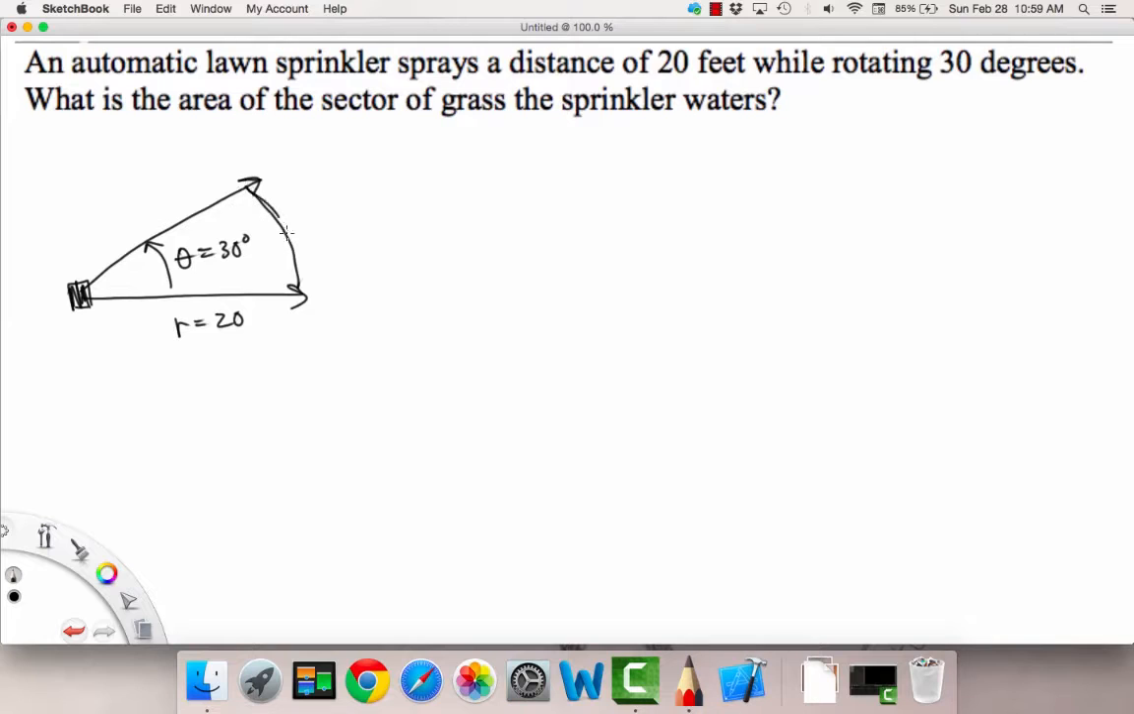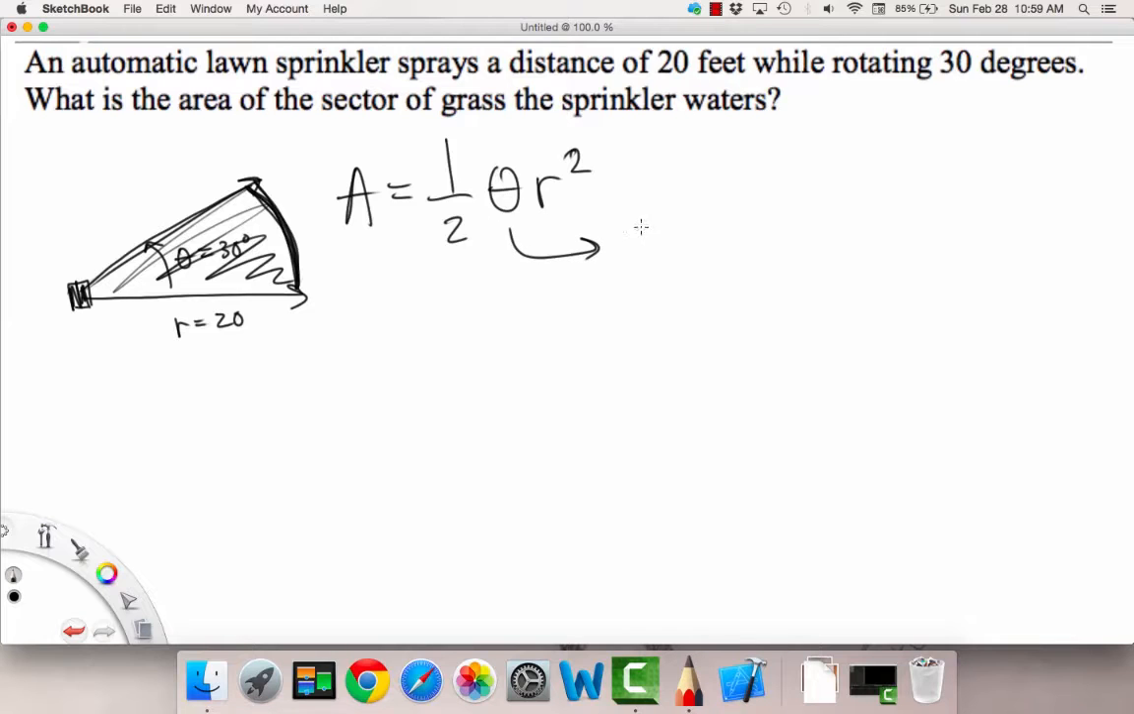So what this does is it sweeps out a sector, right? And what we want to do is find the area of this grass here. So we just apply our formula where A, the area of a sector, is equal to 1/2 theta times r squared. But the first step is we have to convert our theta equals 30 to radians, right? Because our formula only works when our angle is measured in radians.